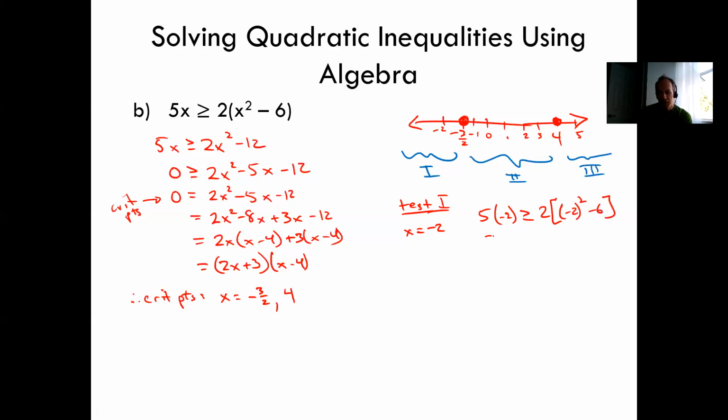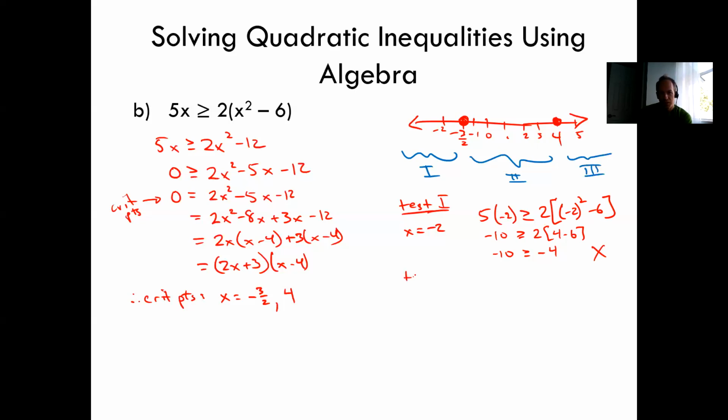Okay, is this true? So that's negative 10, and that is greater than or equal to, let's see, 2 times 4 minus 6. That's 2 times negative 2. So is negative 10 greater than or equal to negative 4? And it turns out that is absolutely not the case.